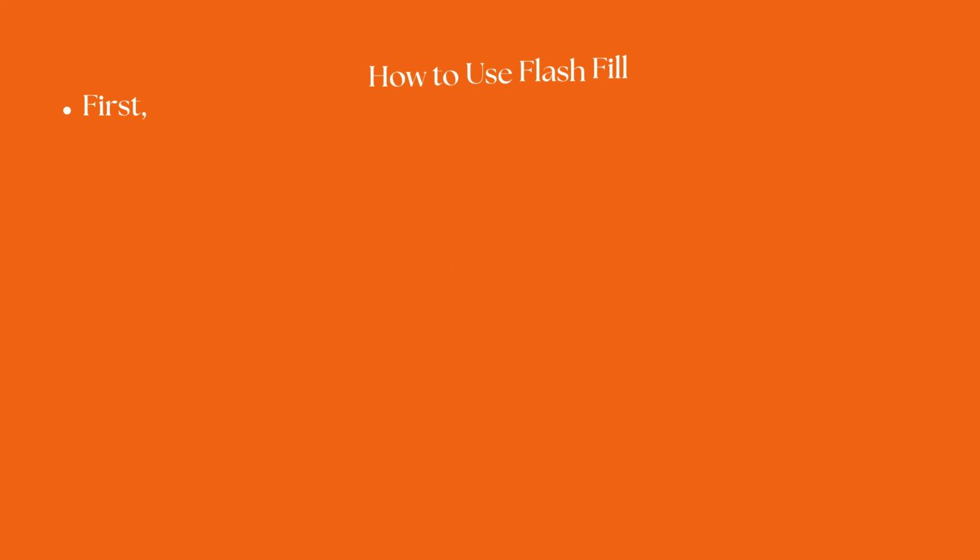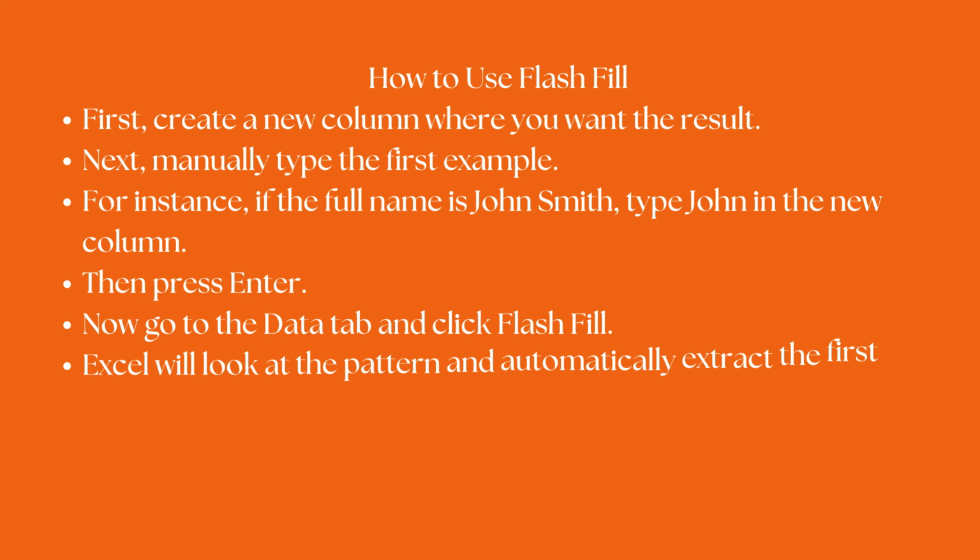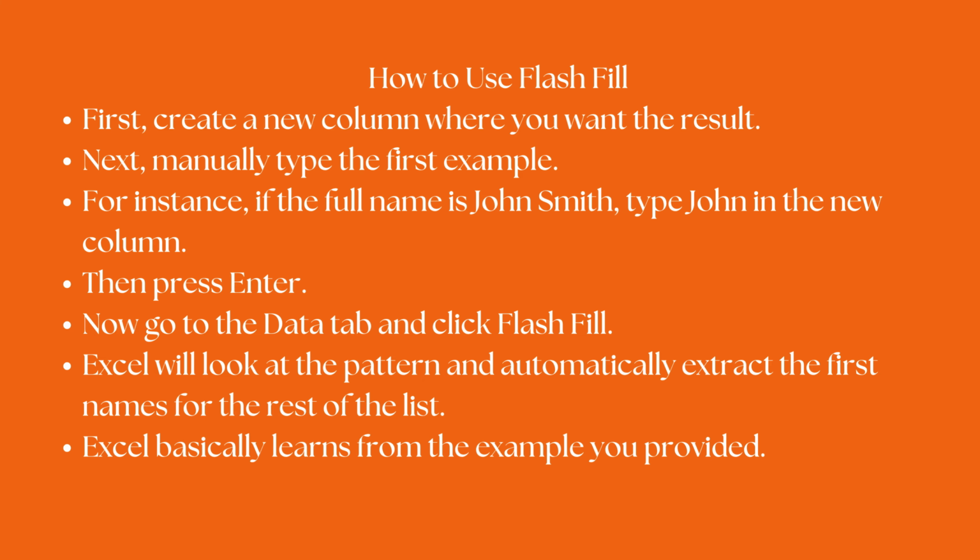Now, how to use Flash Fill? First, you create a new column where you want the result. Next, manually type the first example. For example, if the full name is John Smith, type John in the new column, then press enter. You always have to press enter. Then go to the Data tab and click Flash Fill. Excel will look at the pattern and automatically extract the first name for the rest of the list.